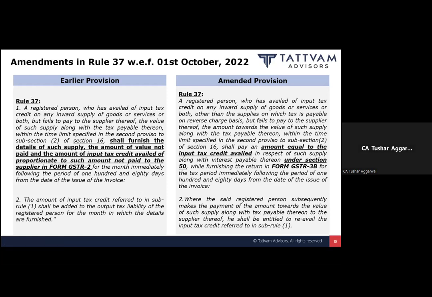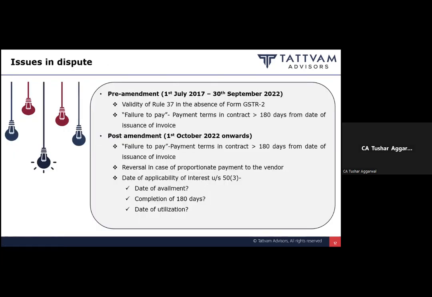Now, moving on, if we talk about the current period after October 2022, the argument that GSTR 2 is not there and Rule 37 cannot be implemented cannot be taken against the amended Rule 37. If you have not made payment within 180 days, you have to reverse the credit. But amended Rule 37 is silent on from which date interest will be leviable.